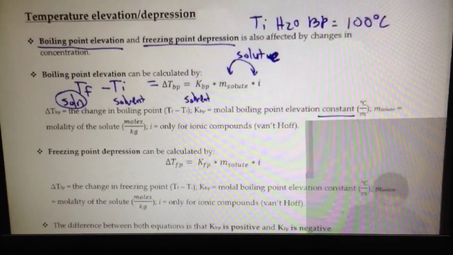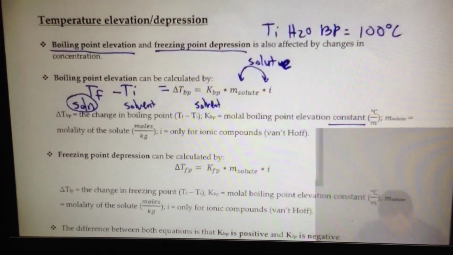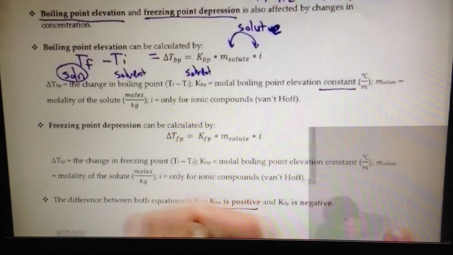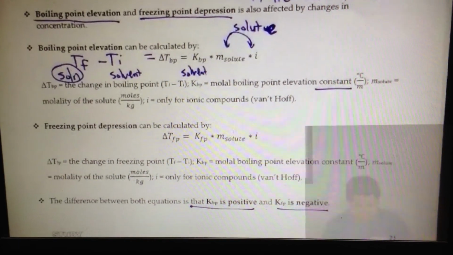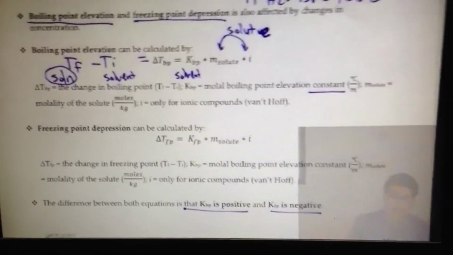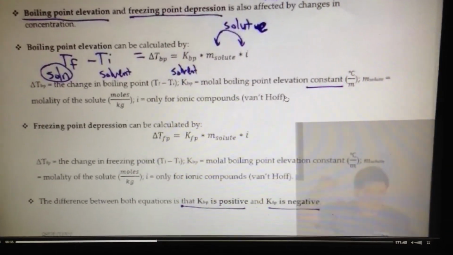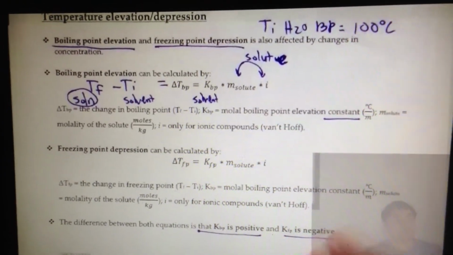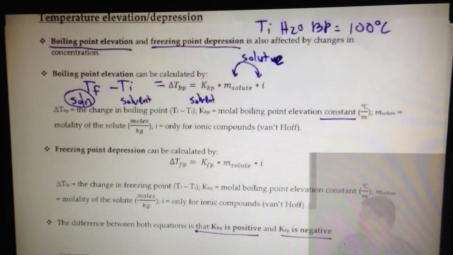But why would they give me the same formula? Because they're crazy. But really the difference is this. KBP is positive and KFP is negative. That's all. Because what does the freezing point want to do? It wants to lower it. That's why it's negative. And the boiling point is trying to raise it. So we're going to bring that up.